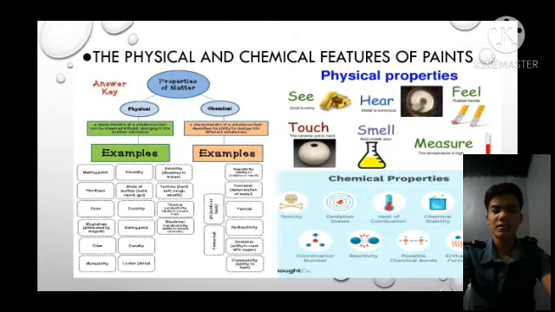Physical properties are characteristics of substances that can be observed without changing them into another substance. For example, melting point, hardness, odor, malleability, and density. Chemical properties are characteristics of a substance that describe its ability to change into different substances. For example, reactivity, oxidation, and flammability.